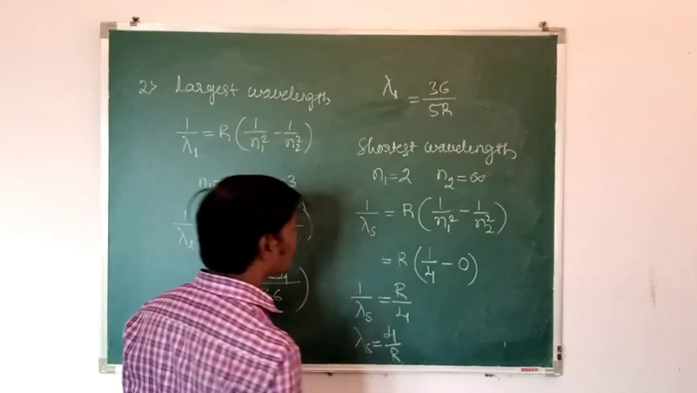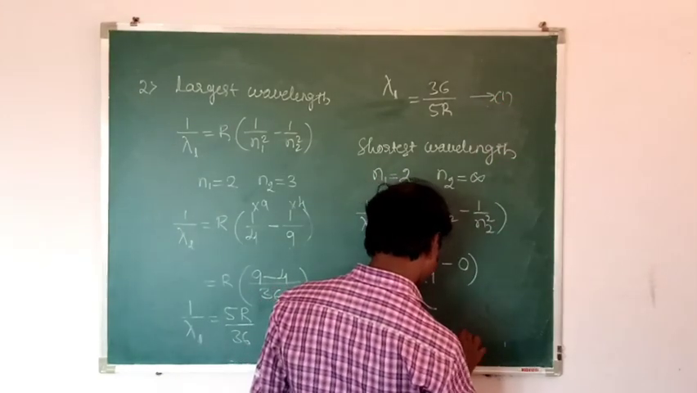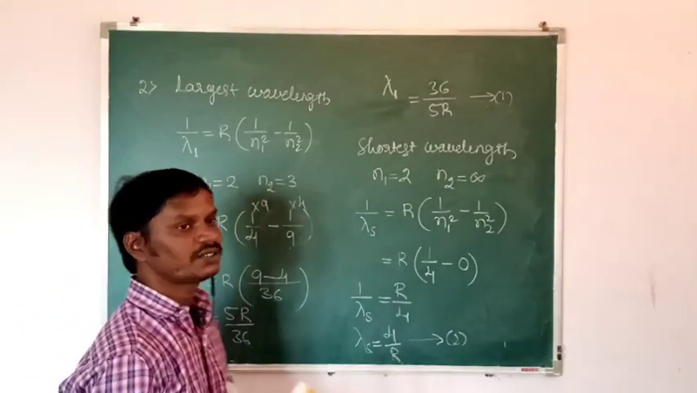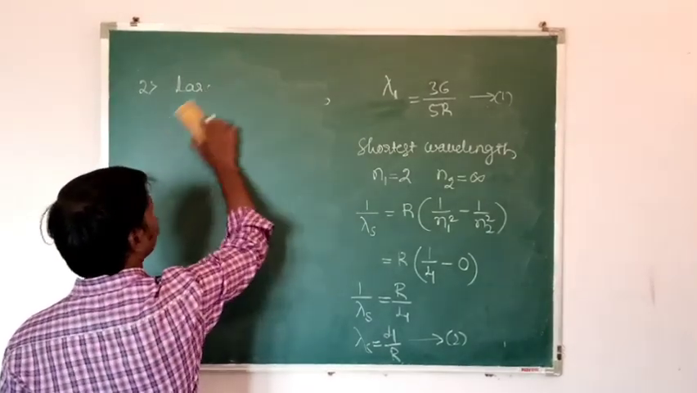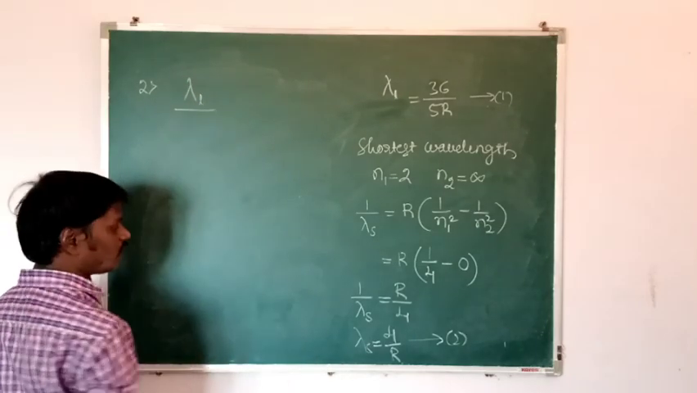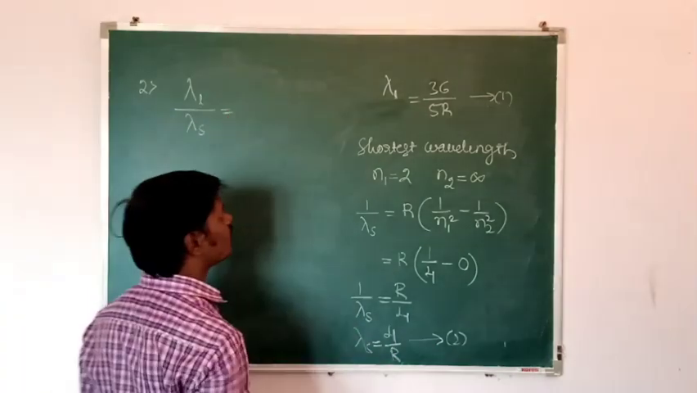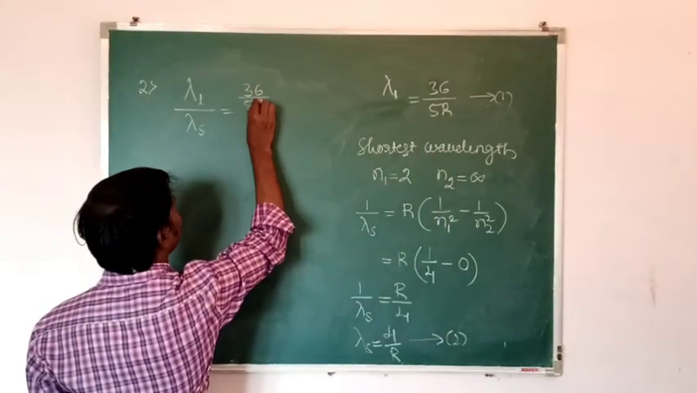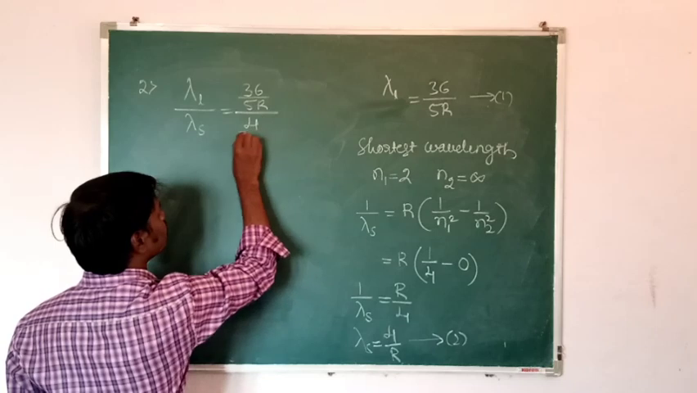Then taking the ratios of them, I will take it as equation 1 and this as equation 2. So let us divide equation 1 by equation 2. Then we will get the ratio of largest wavelength and shortest wavelength. Dividing equation 1 by equation 2, the left hand side of equation 1, that is lambda L, divided by the left hand side of equation 2, that is lambda S, is equal to the right hand side of equation 1, that is 36 by 5R, whole divided by the right hand side of equation 2, that is 4 by R.